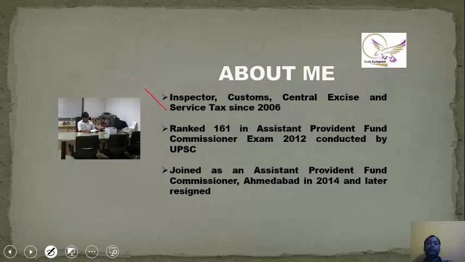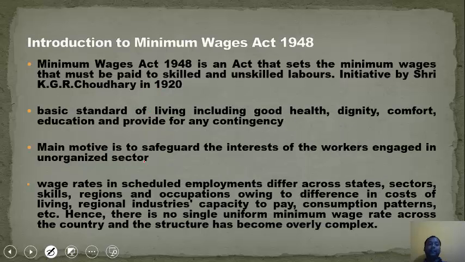Now about me, I became Inspector Customs and Central Excise Service Tax in 2006, and got rank 161 in the APFC exam 2012 conducted by UPSC, and after joined as an APFC Ahmedabad in 2014, from which I later resigned.